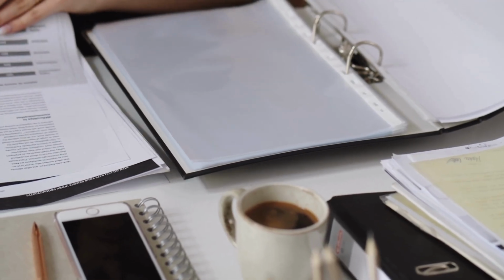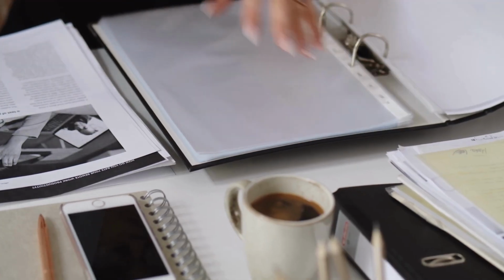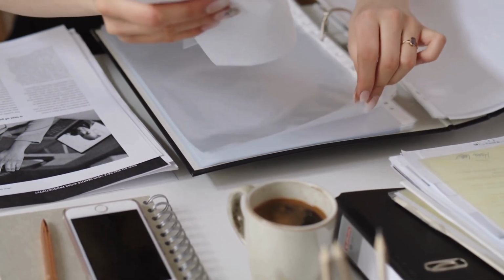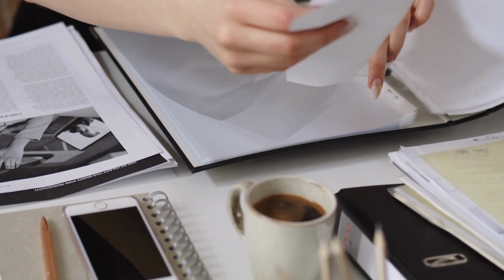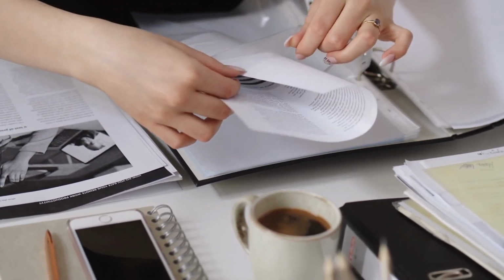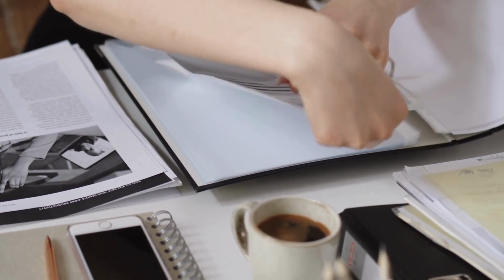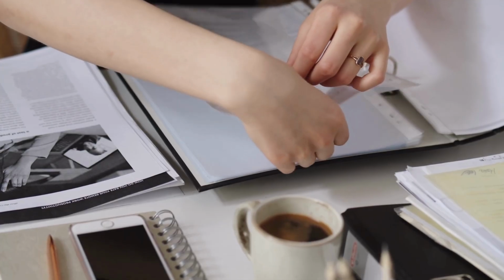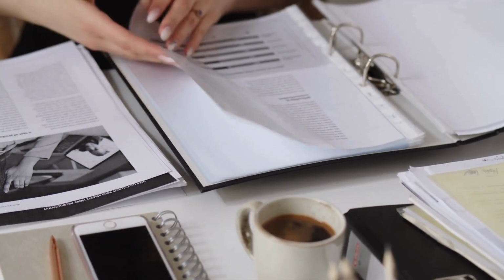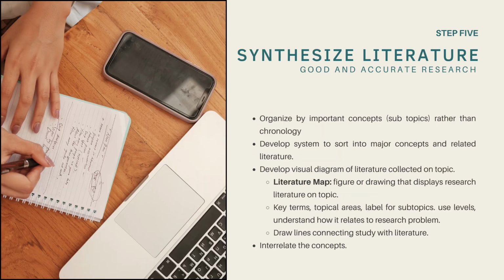It's really just going to be this process of getting the studies that are relevant to me, taking really good notes and starting to sort them by subtopic, and understanding that the structure of papers is going to cover all these different pieces and parts. I need to really start using them to put them into a category so I can start understanding how to build this holistic background that I need to sell the need of this research problem I'm trying to write about. Now that I've gathered it, I'm starting to get it organized by subtopic.